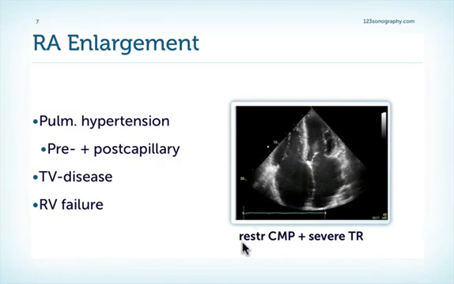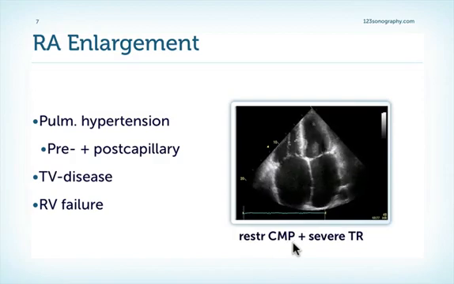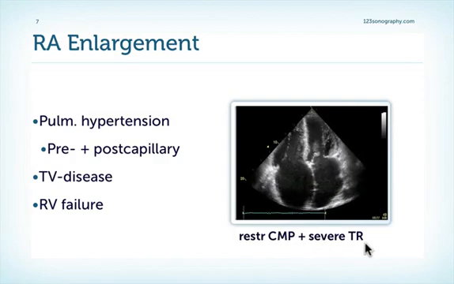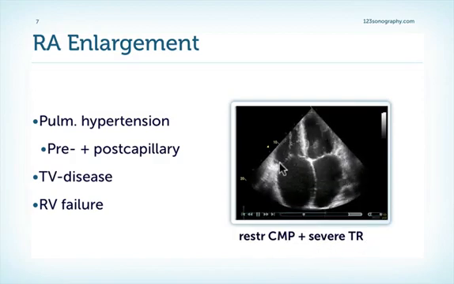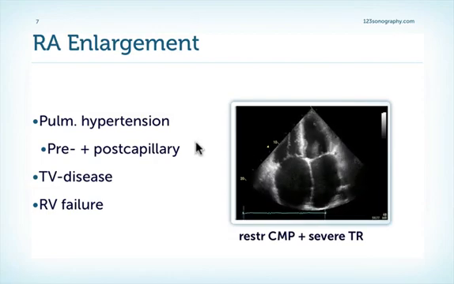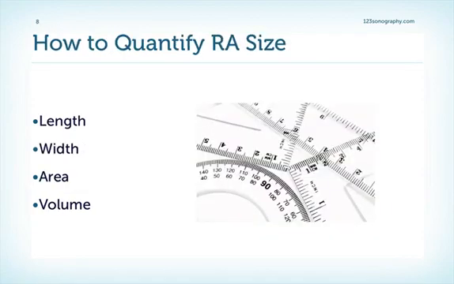This is an example of a patient with restrictive cardiomyopathy who has severe tricuspid regurgitation. We can see the coaptation defect here in the four-chamber view, and this patient has significant regurgitation. To quantify right atrial size, we can use the length, the width, the area, and the volume of the right atrium. So very similar approach to quantifying the size of the left atrium.